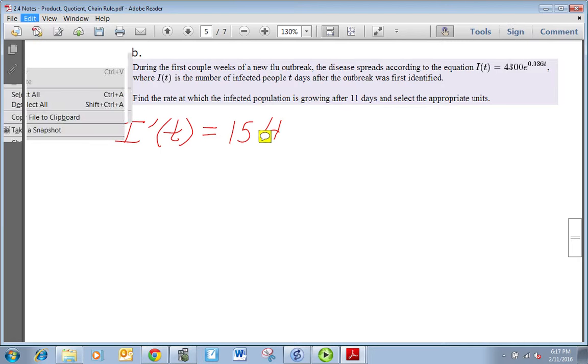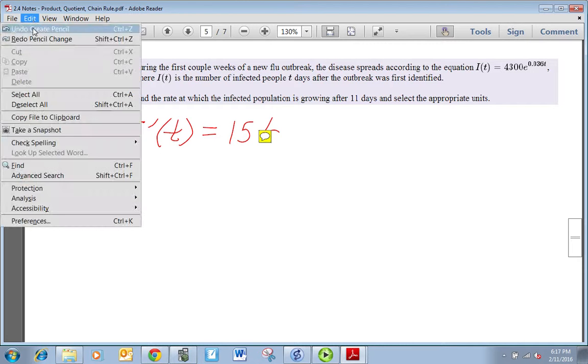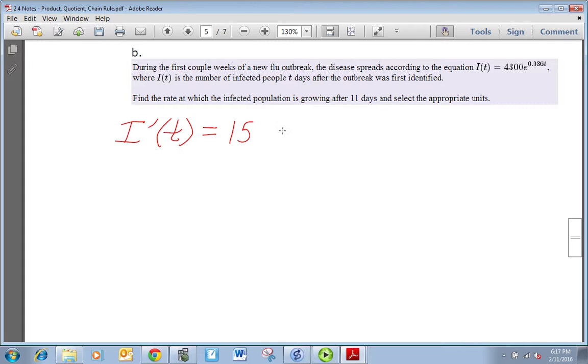I inadvertently added a sticky note. Let's see if I can get rid of it. There we go.